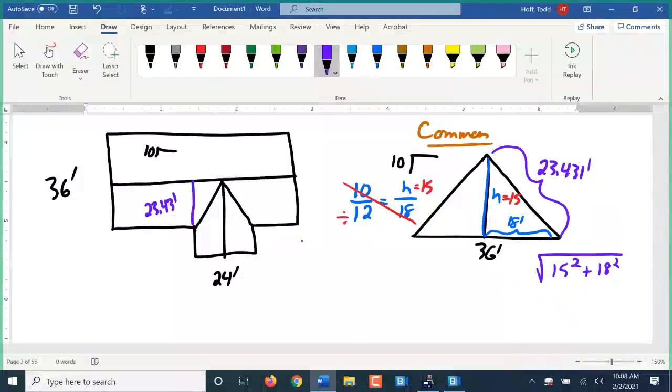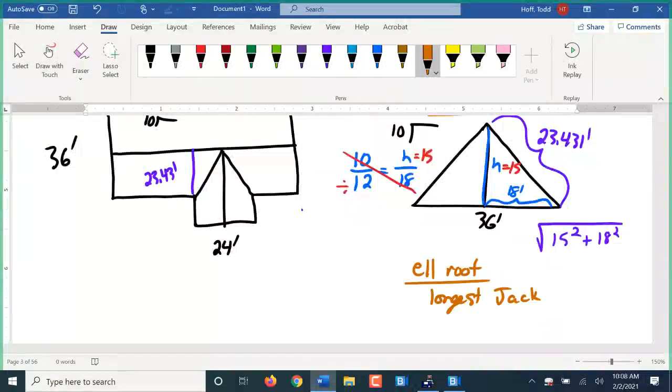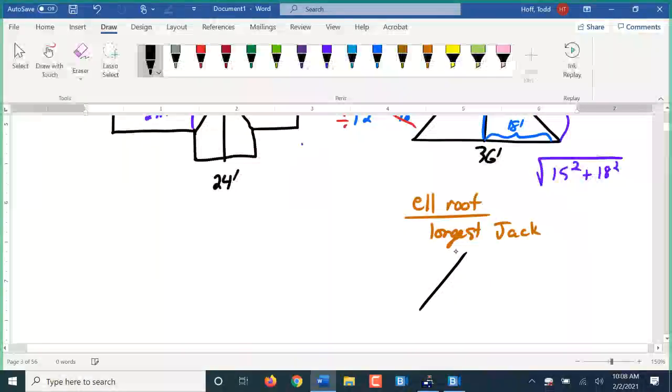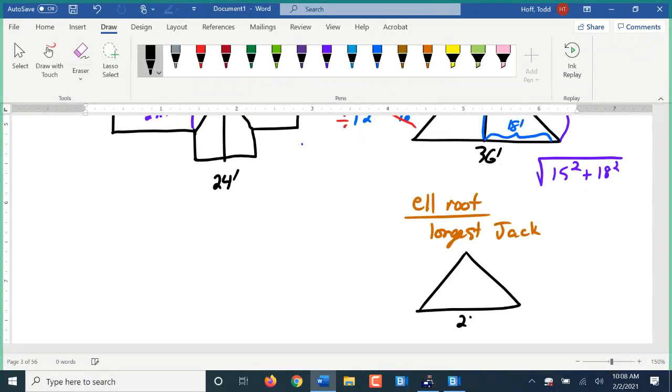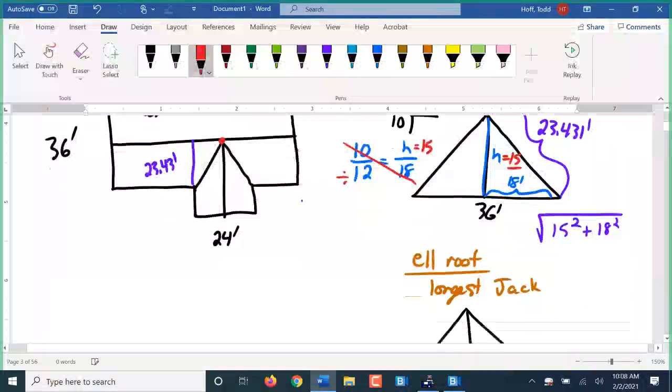Next step is we want to look at the L roof, and we're going to look at what we'll call the longest jack. It's also the common rafter on the L roof. We know two things about it. We know that the span is 24 feet, and since the peaks are the same, we know the height is 15 feet.